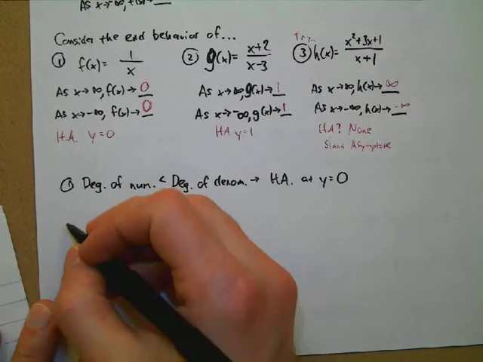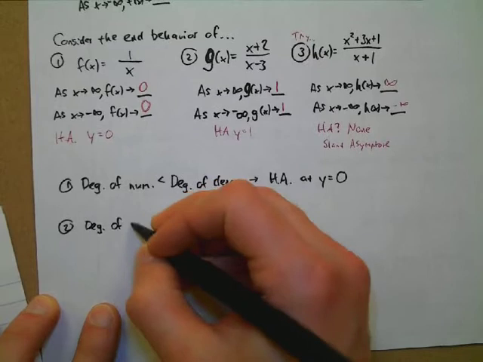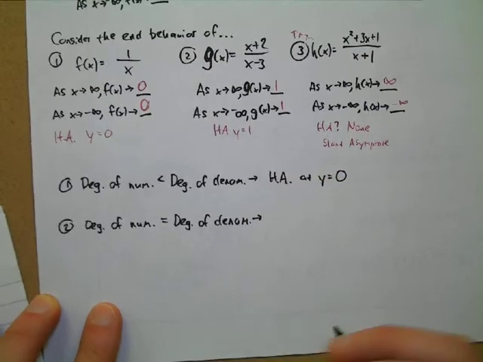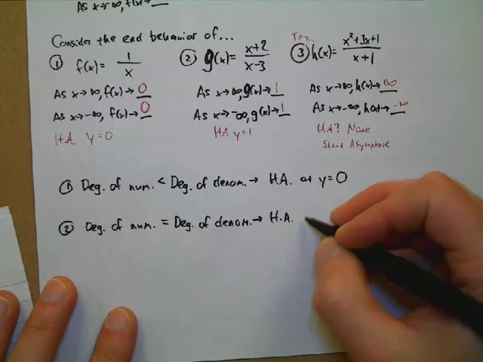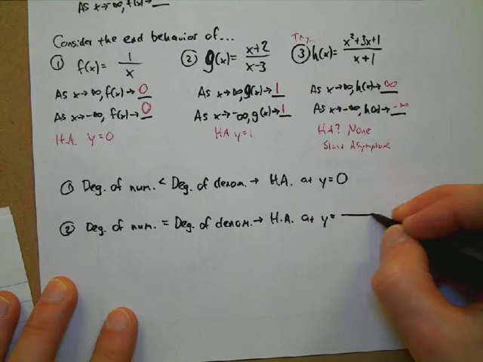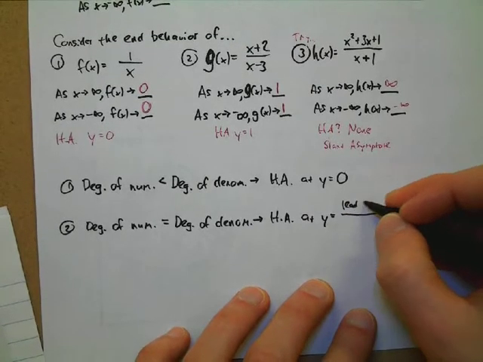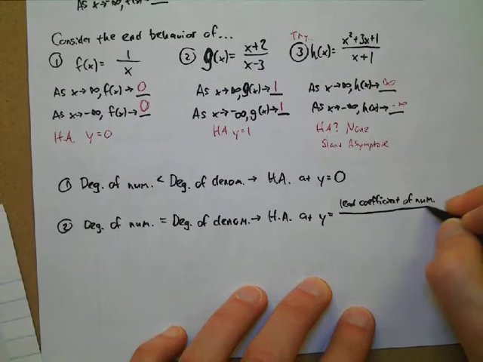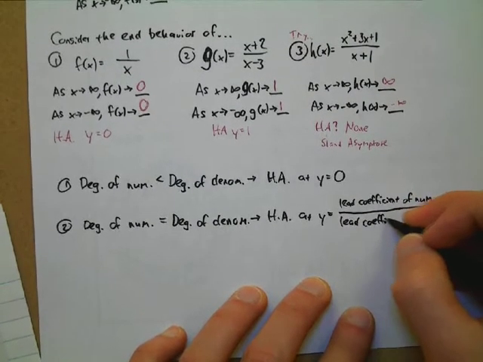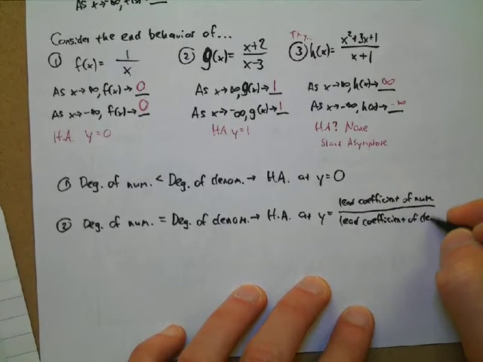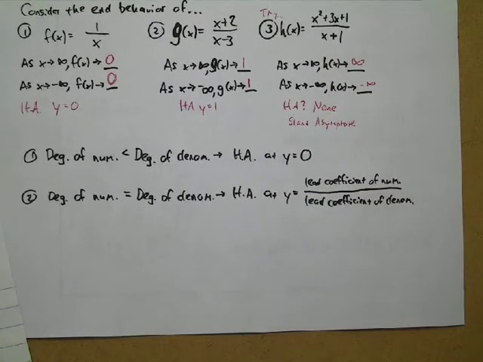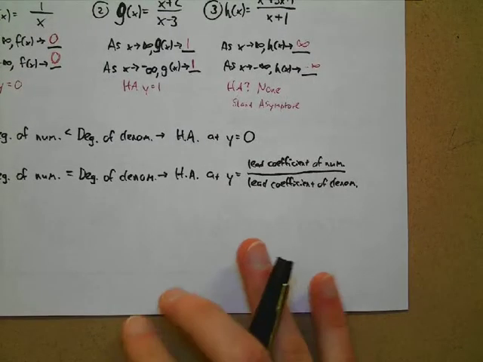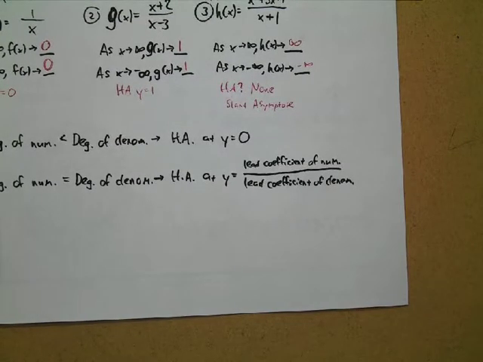Case 2, the degree of the numerator is equal to the degree of the denominator. Then we have a horizontal asymptote at y equals the lead coefficient of the numerator over the lead coefficient of the denominator. So if the degree of the numerator is the same as the degree of the denominator, then the ratio of the lead coefficients is your horizontal asymptote, which is also your end behavior.